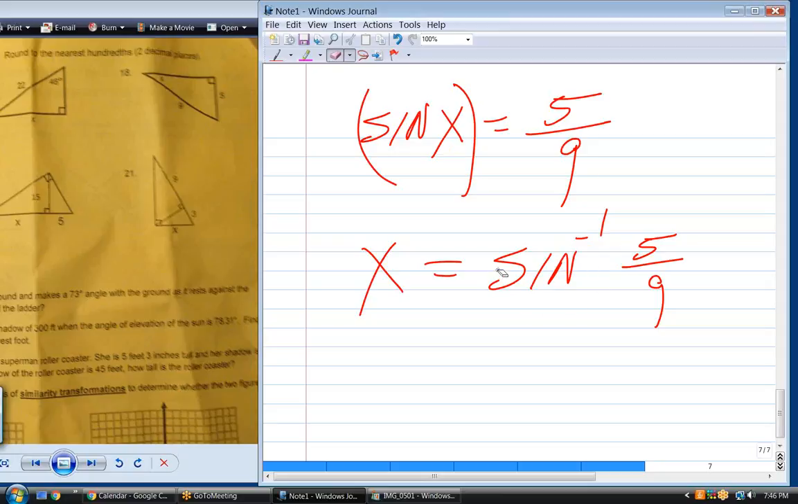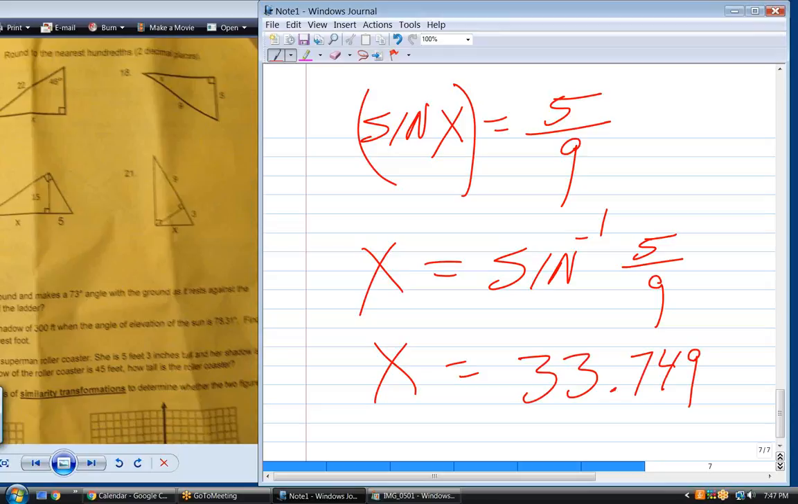Now, on your Inspire, pull up, hit the trig button. And then under sine, under inverse sine. Notice that there's a sine and an inverse sine below it. Click the inverse sine, and then inside the parentheses, type 5 divided by 9. You might have to hit Control-Enter to get the angle. Oh, that's 33.749. Could you also do it inverse sine 5 over 9 is equal to x?